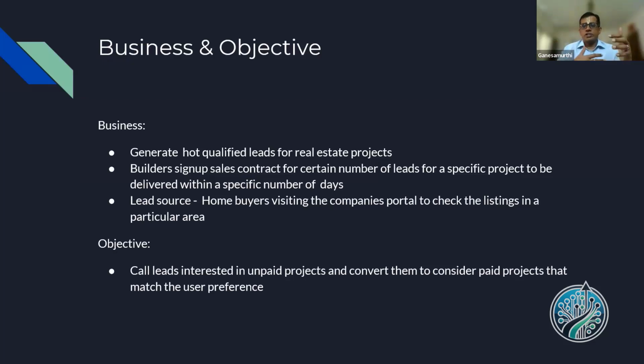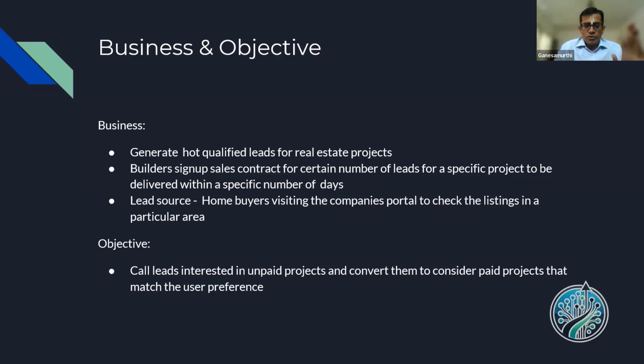When people search on the portal, some of them would search for projects for which the builder is paid. Then we can directly connect that number to the builder and the builder will pay us. But 90% of the people who come may not look at a project for which you are paid. They will be interested in projects for which there is no sales contract. What they need is possibly there in the paid projects also. So how do you call them, get them interested in this project and connect them? That is the objective of the operations.